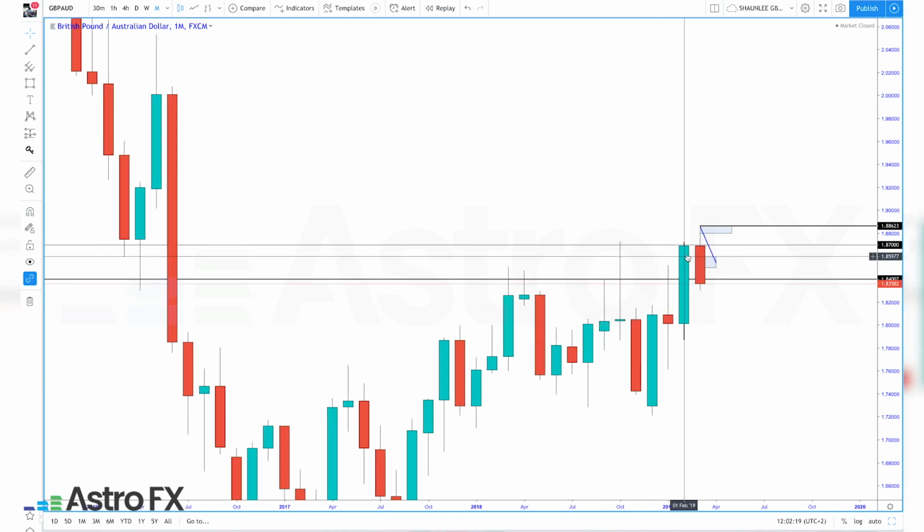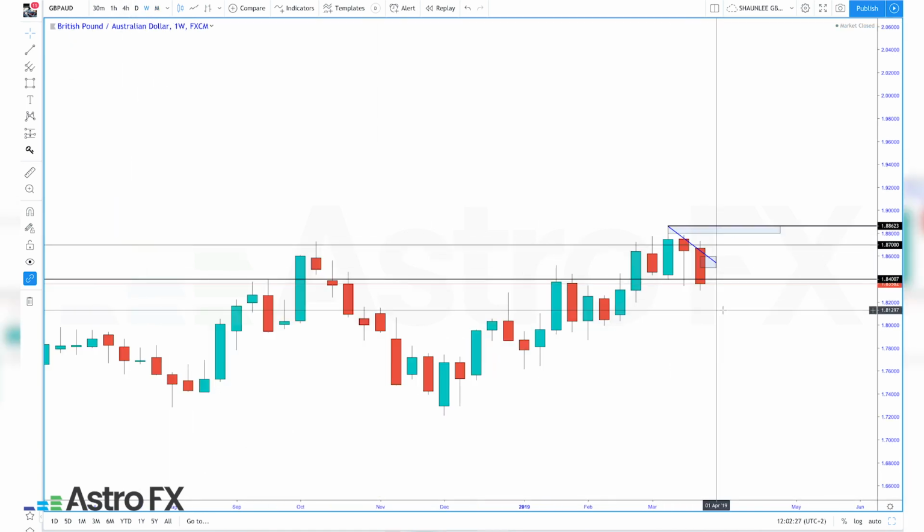Momentum remained to the upside. However, 8.7 was a huge barrier. If you look across here, 8.7. So I wasn't really expecting that on the GA. So where can it go next?